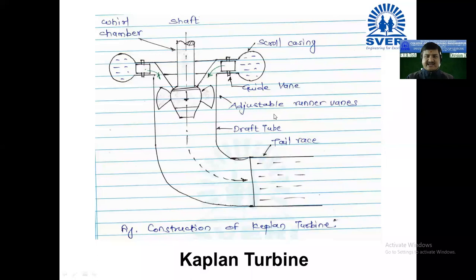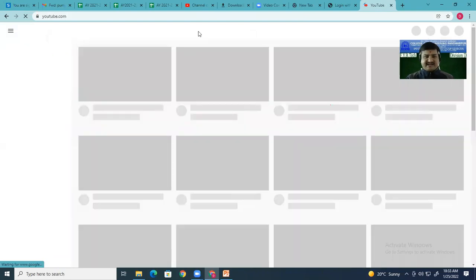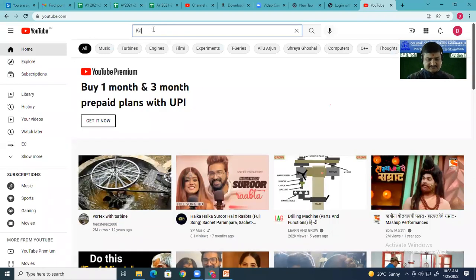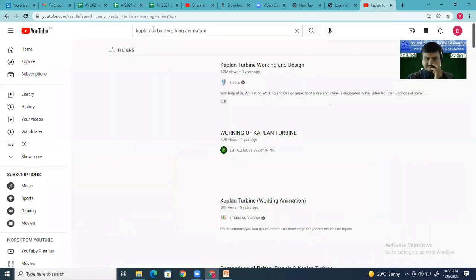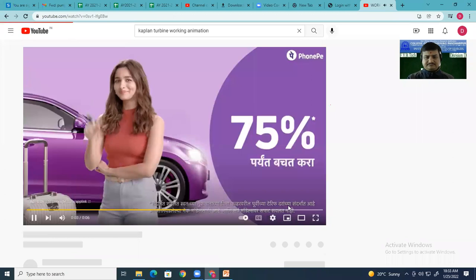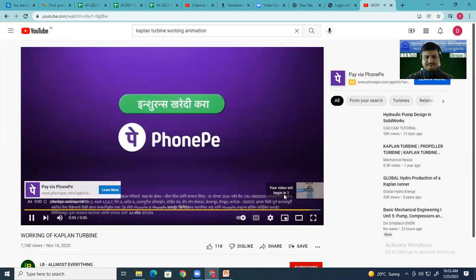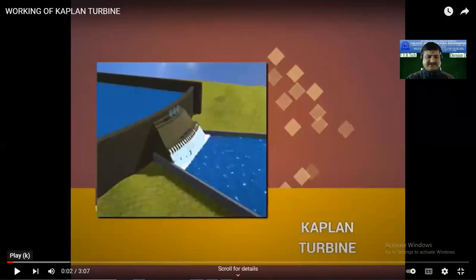Let us see its animation, whether it is available or not. These animations really help us to understand the mechanism, because most of the time we can see the three dimensional animation here. So here you can see all the structure of the Kaplan turbine. Whether the sound is audible to you?